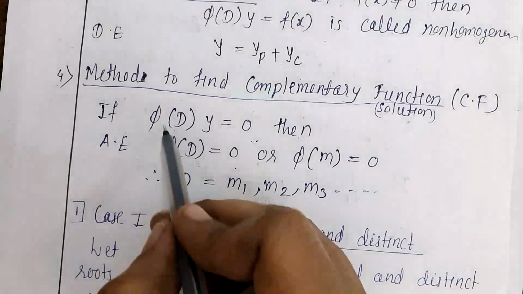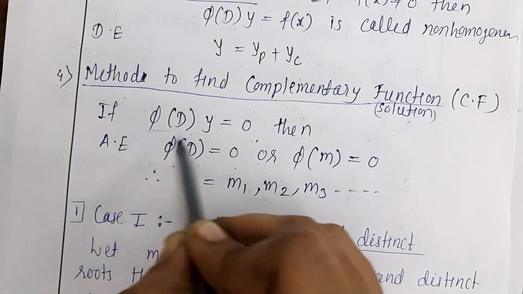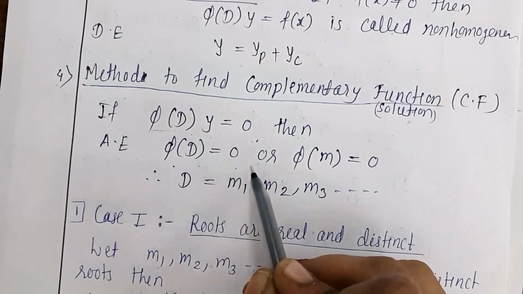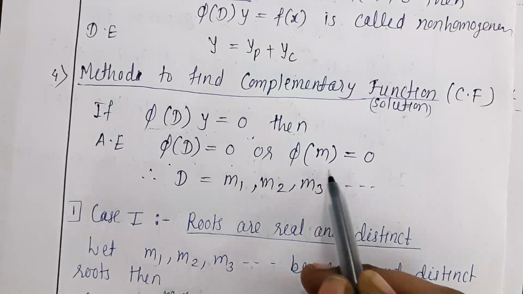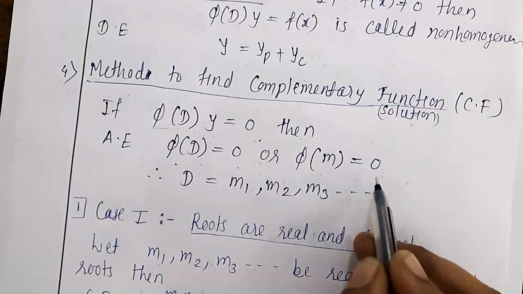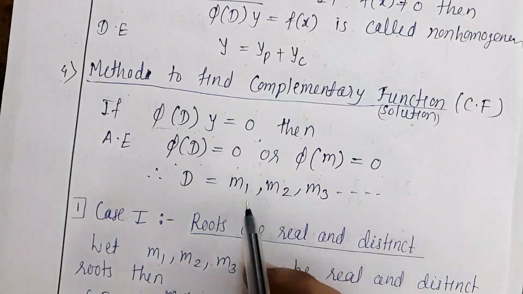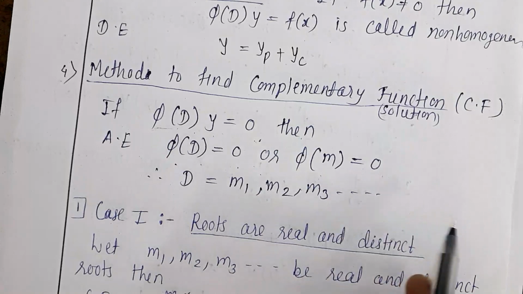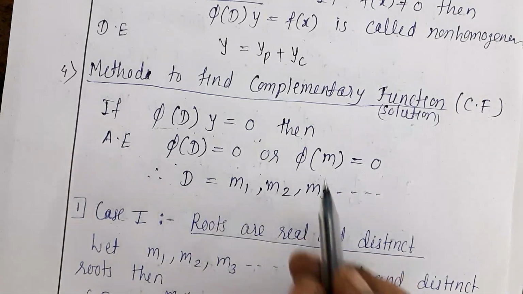Phi of d means whatever the term which is in d here multiplied by y, only that d term we equate to 0. Or sometimes we put d by m, so it becomes phi of m is equal to 0. So after substituting, phi of m is equal to 0, we get the roots of this equation. So roots are denoted by m1, m2, m3 and so on. This may be d or you can denote it by m.